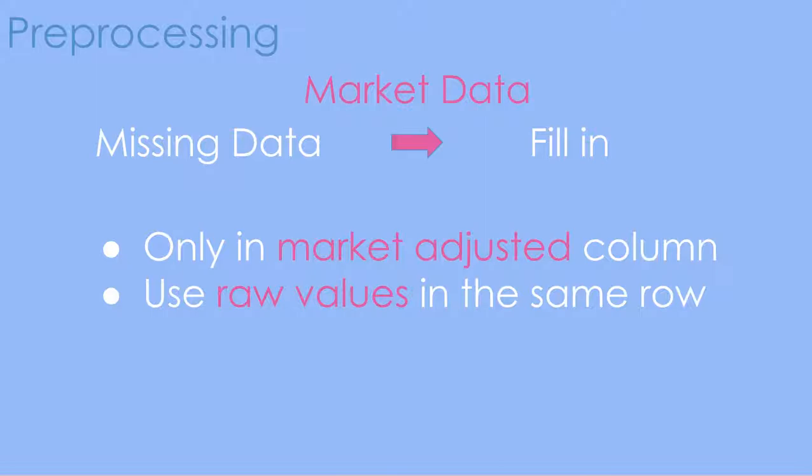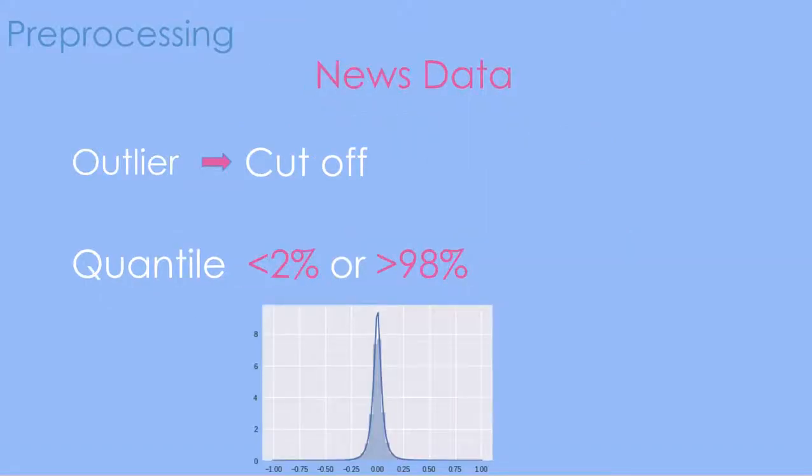Next, we analyzed the missing values. We found out that most of the missing data is only in the column of market-adjusted return. So we just fill in the empty entries with the value from the column of the raw returns in the same row, since these two columns are quite similar. The news data also has some numerical entries. We sorted them from smallest to largest and removed the first and last two percentiles.